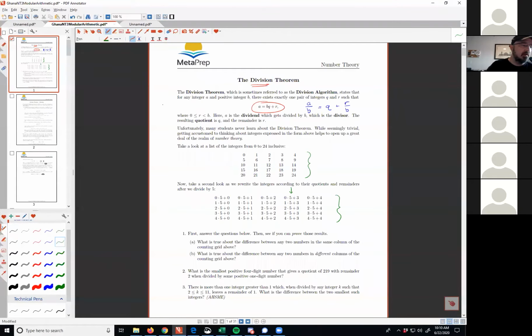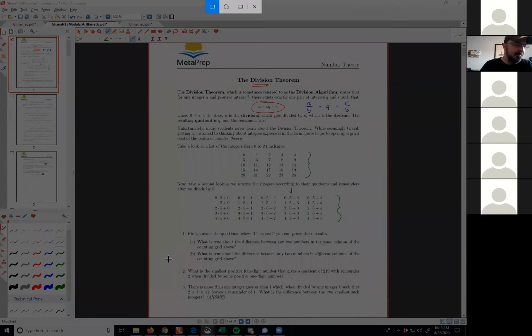Okay. So number 2, what is the smallest 4-digit number that gives a quotient of 219 and a remainder of 2 when divided by some positive 1-digit integer? It's a very wordy problem.